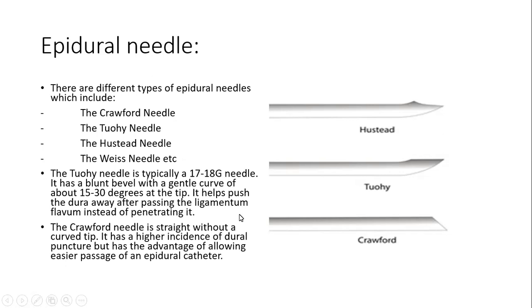The Crawford needle is straighter, without a curved tip. Therefore, it has a high incidence of dura puncture. But the advantage of the Crawford epidural needle is that it allows easier passage of your epidural catheter. You can see here that sometimes passing your epidural catheter becomes difficult. You need some technical expertise for your catheter to pass through the Tuohy needle.